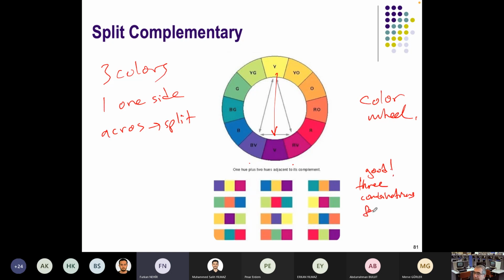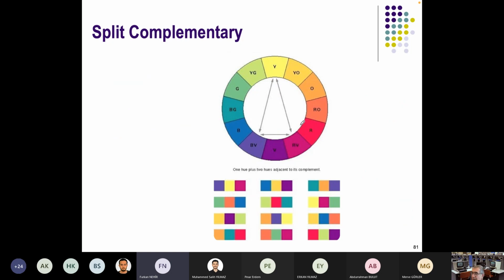For perceivability, for yellow, the other two. For example, when you have red, you have this and this, etc. You have these two as well.